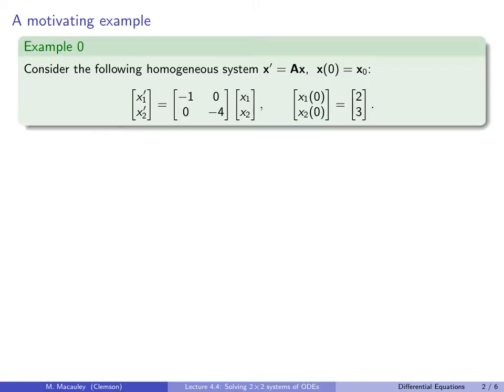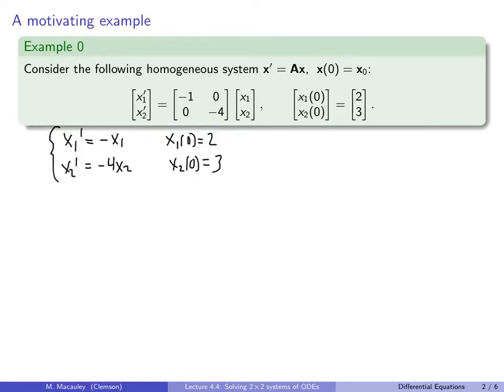Okay, so let's consider the following homogeneous system. Now, let's write this in standard, I don't want to say standard notation, let's say elementary notation. So this is all this system says. So x1 of 0 equals 2, and x2 of 0 equals 3. And though this is a system, it's really just two separate ODEs, one for x1 and one for x2.